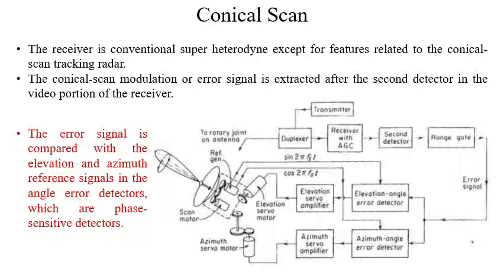The receiver is conventional superheterodyne, save for features related to the conical scan tracking radar. The conical scan modulation or error signal is extracted after the second detector in the video portion of the receiver. The error signal is compared with the elevation and azimuth reference signals in the angle error detectors, which are phase sensitive detectors.